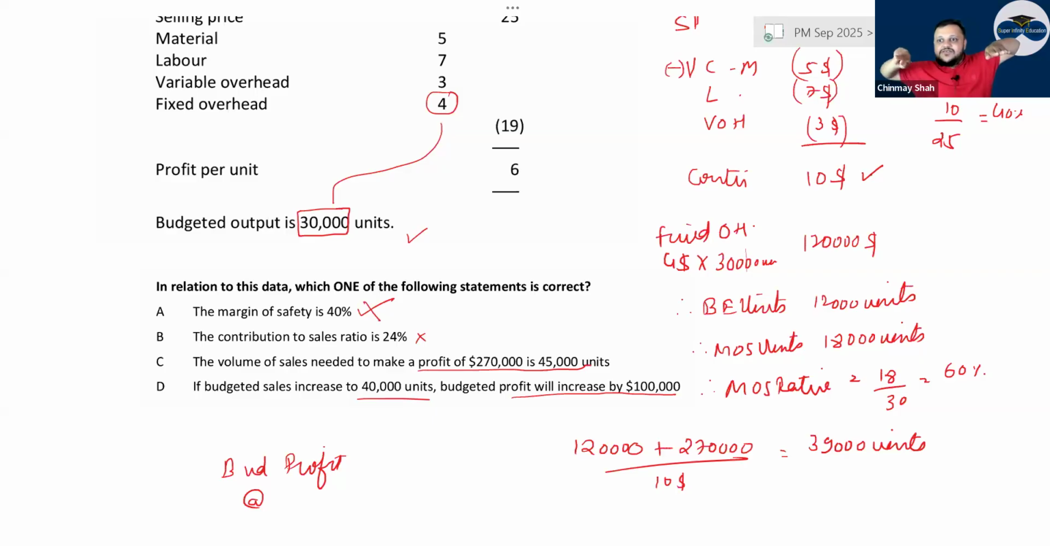Correct? And how much per unit profit is increasing, or per unit contribution is there? Tell me. $10. Profit will increase by that much only. What do you say, Ishan?